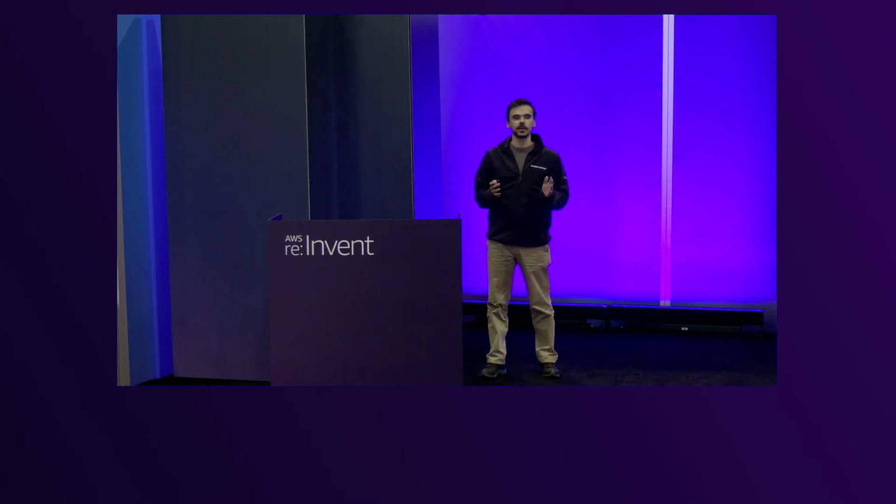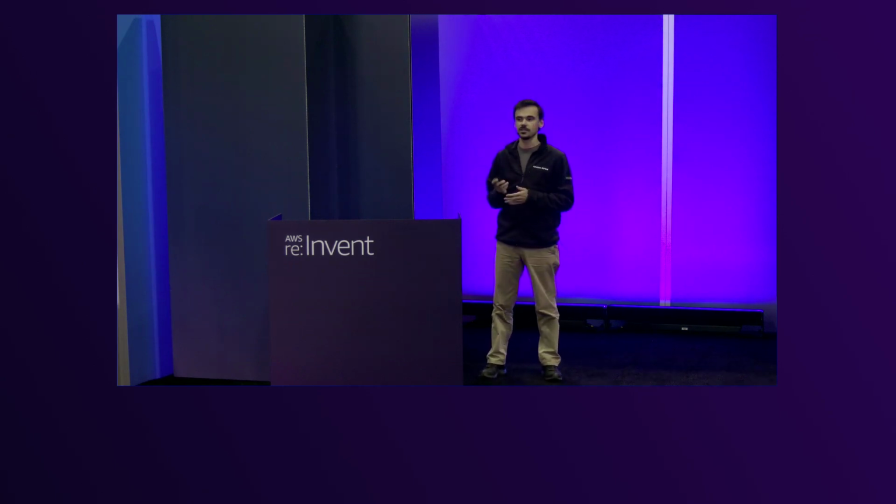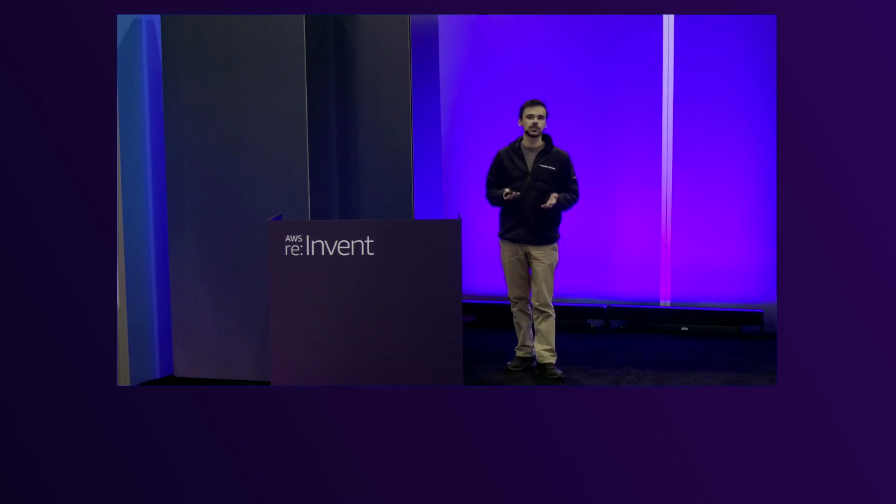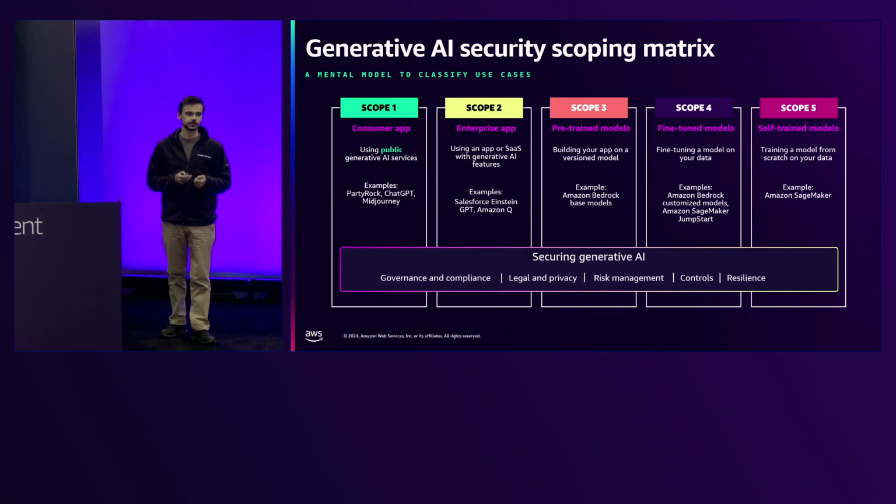I'm going to speak about two things. First is privacy, and the second is compliance, which are very hot topics right now for Gen AI. My name is Ivo Pinto. I'm a principal solution architect at AWS, and I work mostly with software companies in Europe.